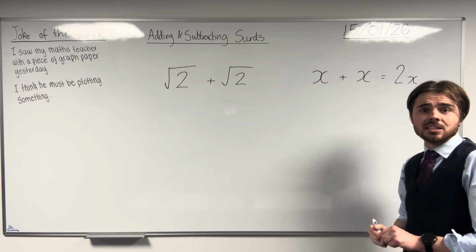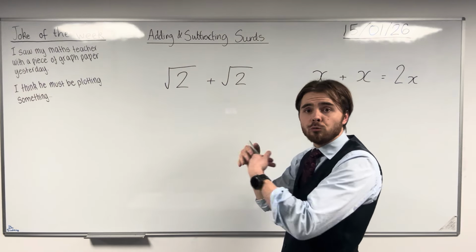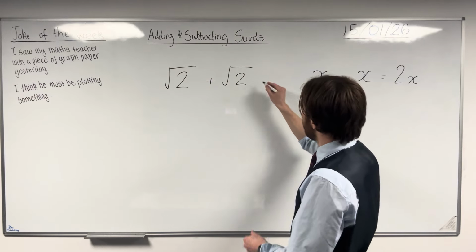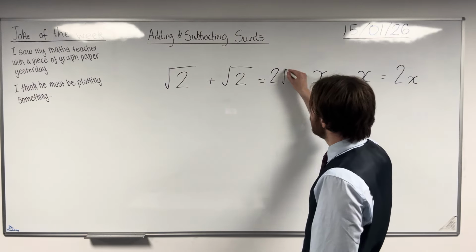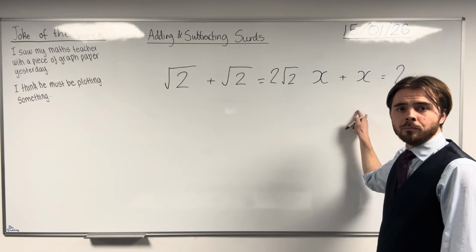Now, we do the exact same logic when it comes to surds. This is asking, how many root 2's do you have? I have one, I have another one. So my answer would be, I have 2 root 2's because I've got 2 lots of them. It's a lot like algebra, okay?